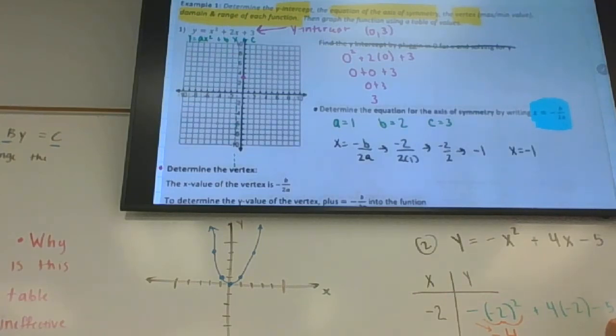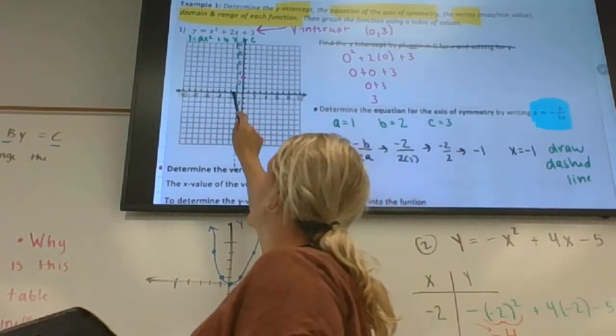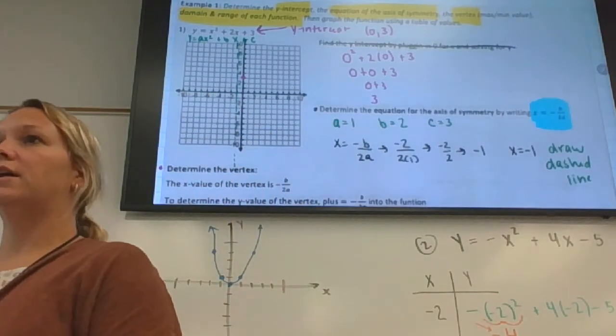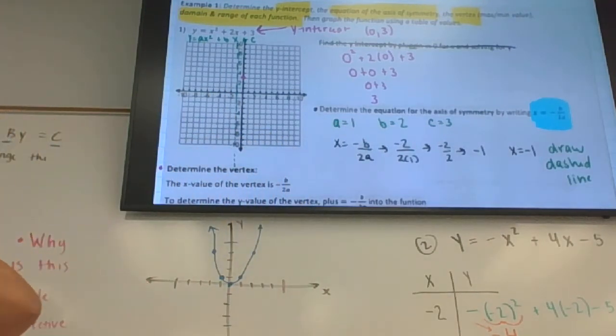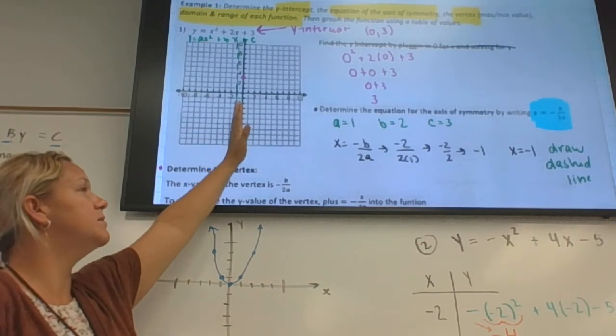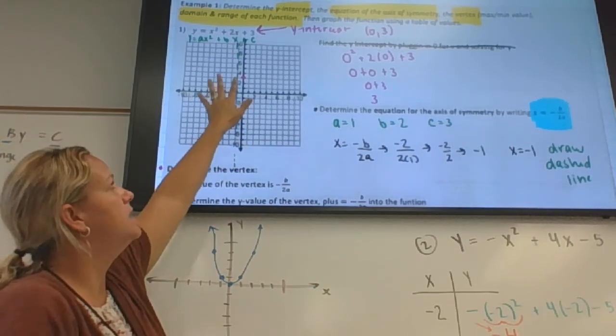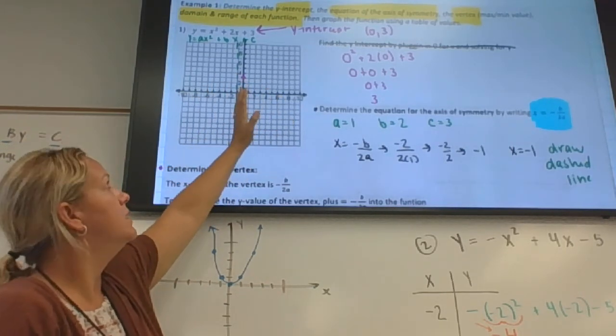Everybody good with negative 1? We're going to show this. We're going to draw a dashed line where negative 1 is. And that's really going to get us just mentally ready to get this U-shape in the right place. This is going to be the center. So I need some points here, and I need some points here.